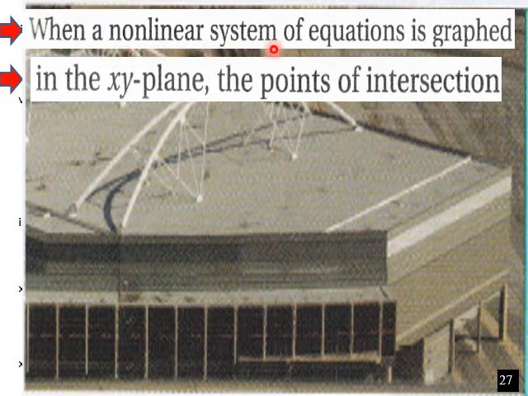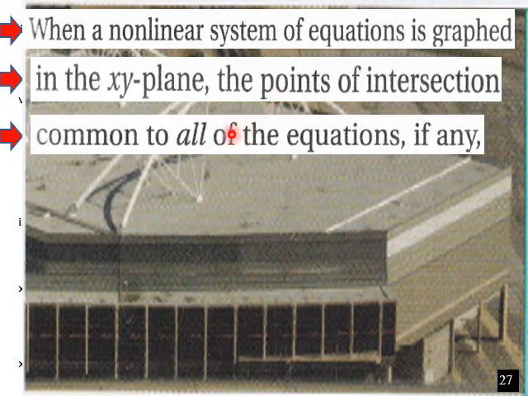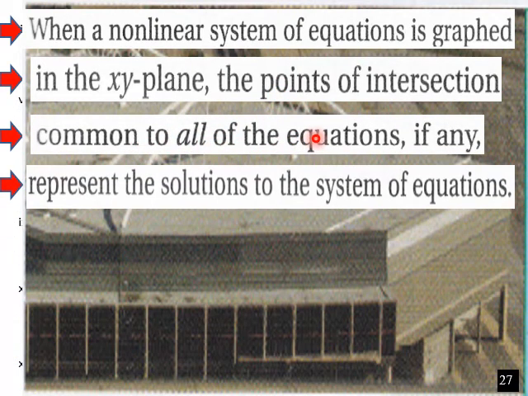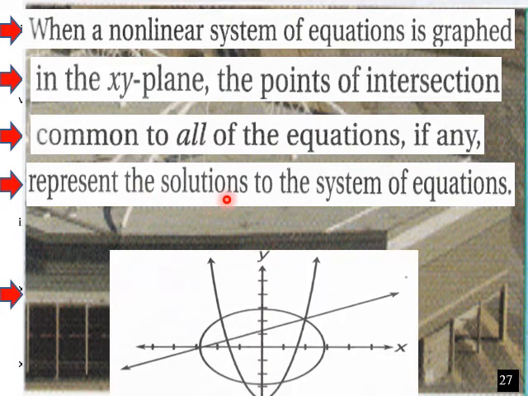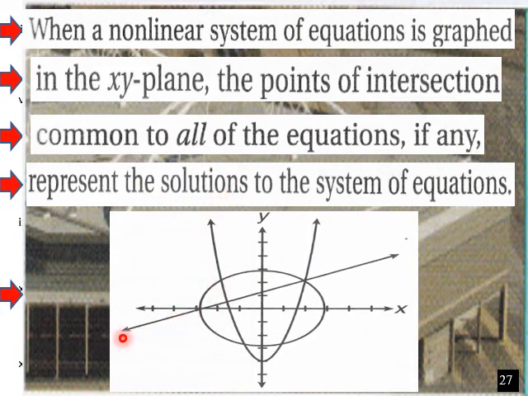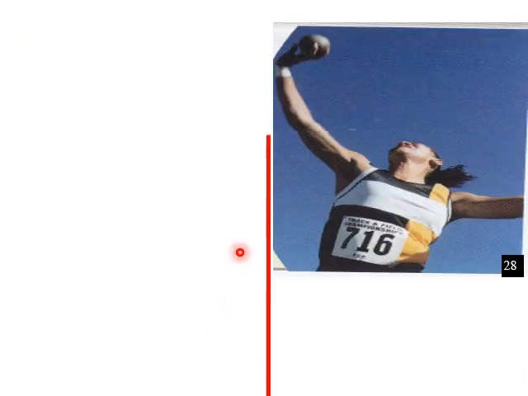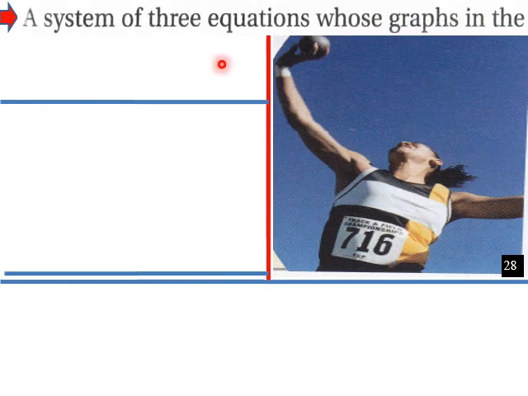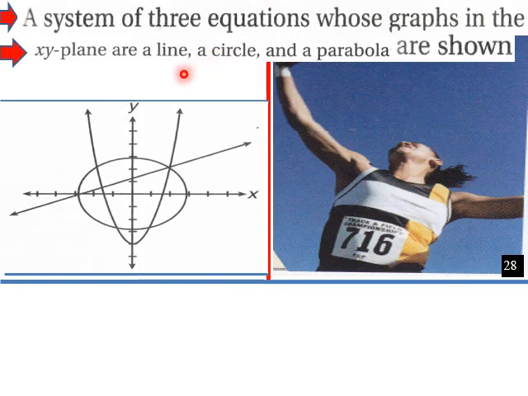When a nonlinear system of equations is graphed in the xy-plane, the points of intersection common to all of the equations, if any, represent the solutions to the system. So we have a situation here with a circle or an ellipse, a parabola, and a line. A system of three equations whose graphs in the xy-plane are a line, a circle, and a parabola is shown. Okay, so this is a circle.